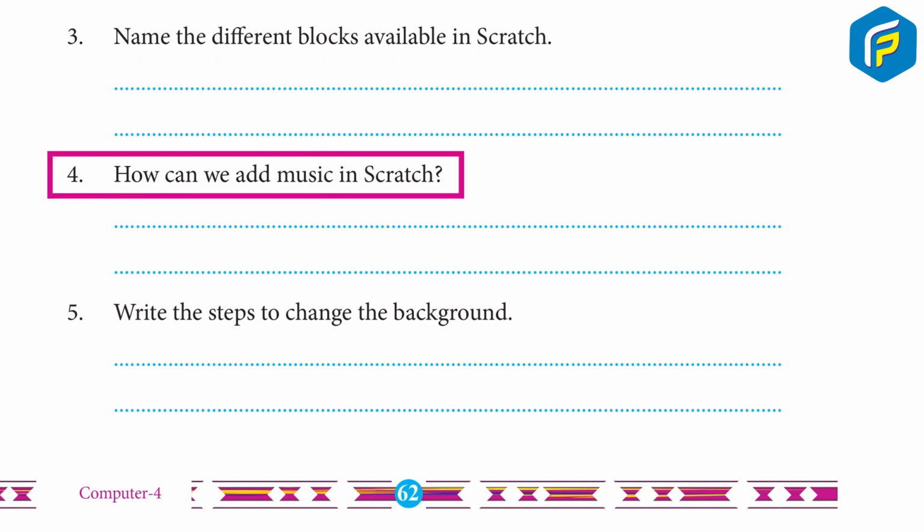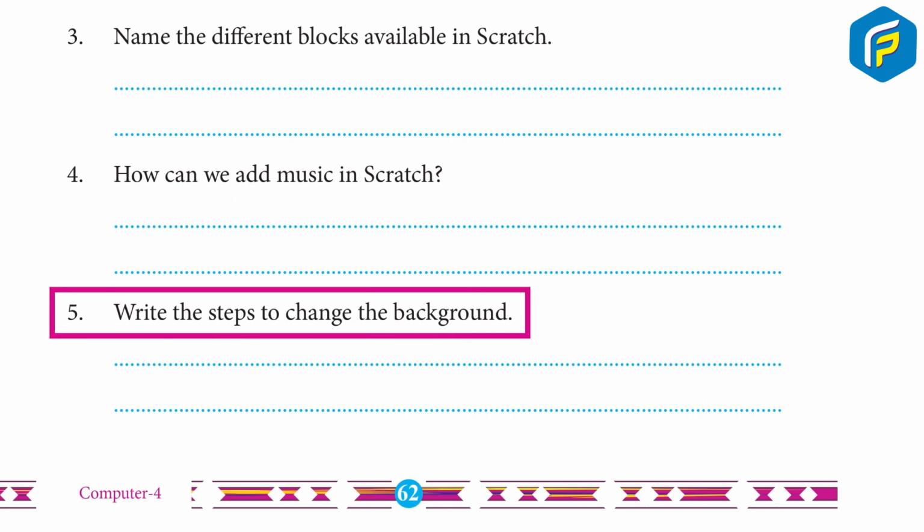4. How can we add music in Scratch? Answer: 1. Click the sound block. 2. Select the play sound meow until done block, drag this block and place it under the script palette. 3. Run the code by clicking on the block in the script area. 4. To stop all sounds being played on all sprites, use the stop all sounds block.